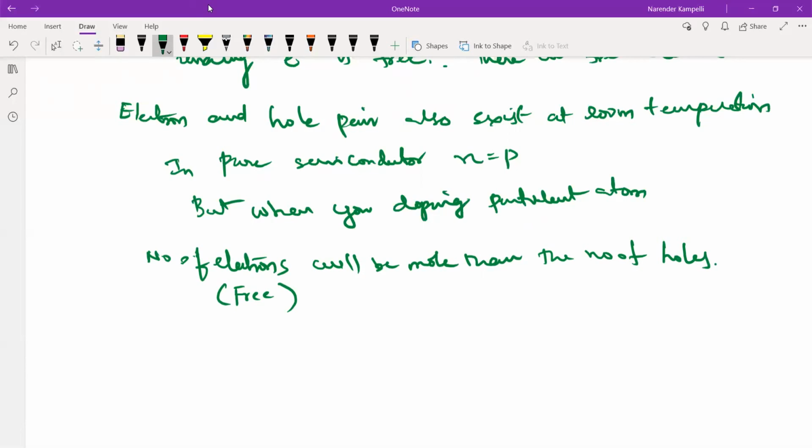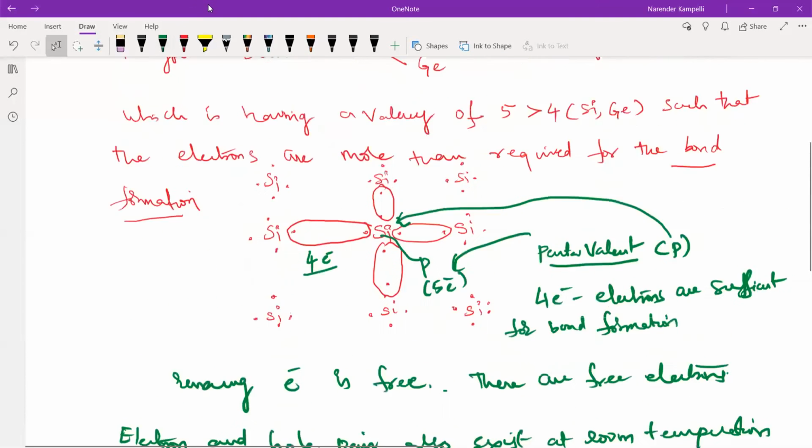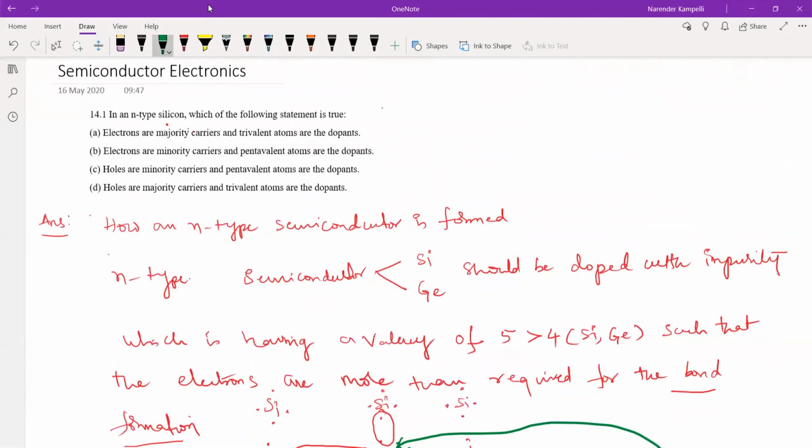So what is the answer from the above? The question is, in n-type silicon, which of the following statements is true? Electrons are majority carriers, so this part is true. Here also this part is true, so you have to dope with pentavalent atoms as the dopants. So pentavalents are the dopants. So this is not applicable.